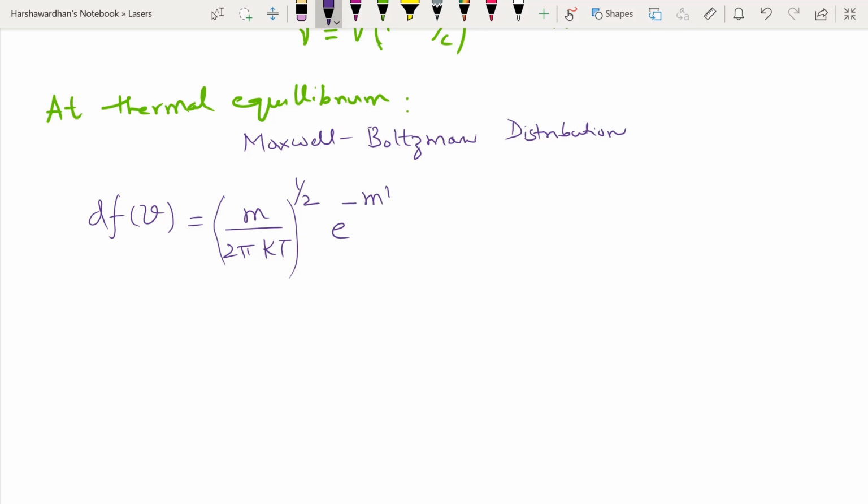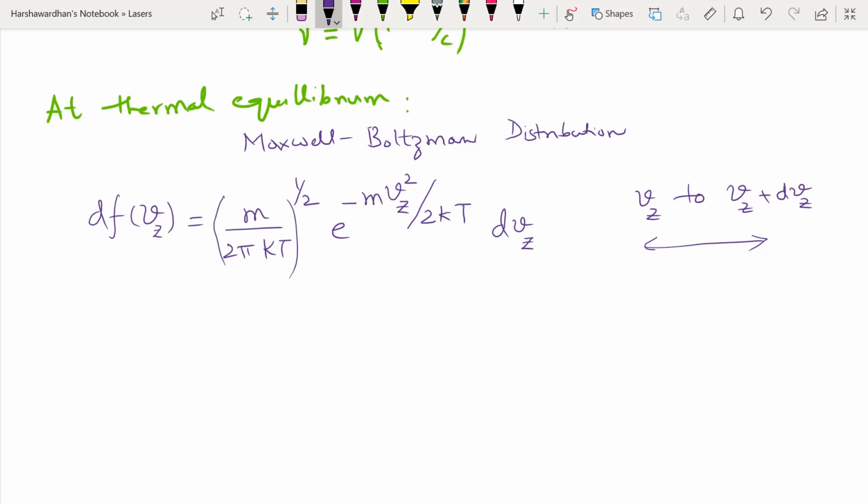exponential of minus m Vz squared by 2kT, dVz, and what I mean is Z. What this is telling you is basically the fraction of atoms which are moving along the Z direction, which is the direction in which we are going to put our light beam. The fraction of atoms who have a velocity between Vz and Vz plus dVz. So within this range, this is the fraction of atoms among the collection.